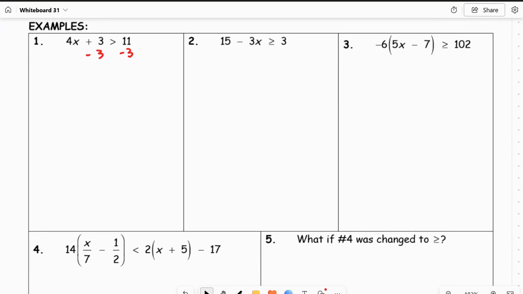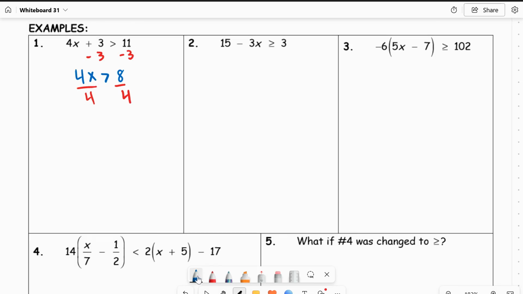From there, we will have 4x is less than 11 minus 3, which is just 8. Then, to isolate our variable, solve for x, let's divide our coefficient from both sides, which will leave me with x is greater than 2. And that's my final answer.